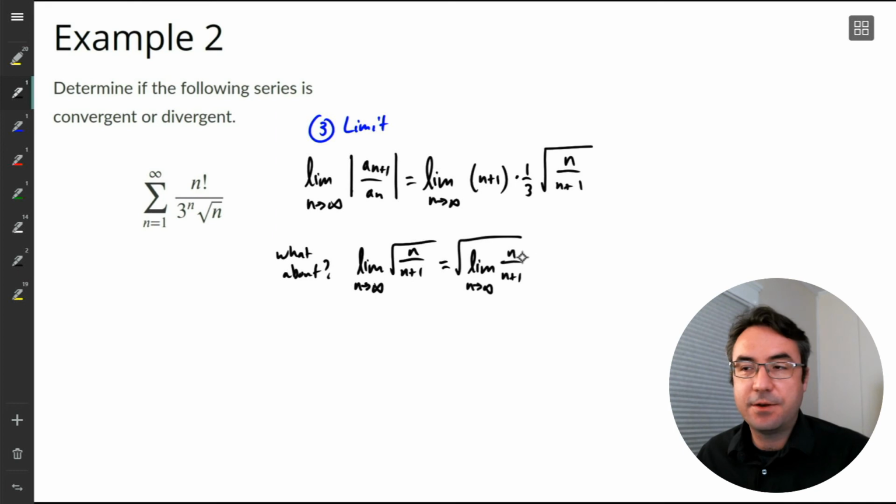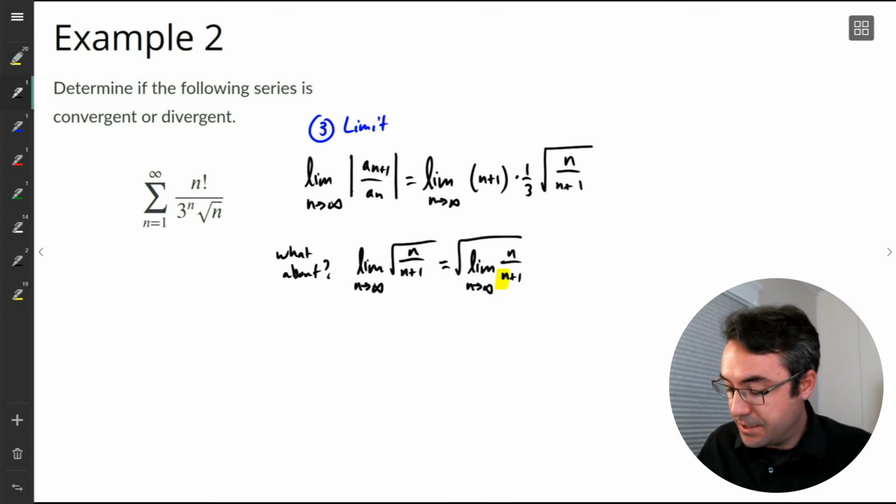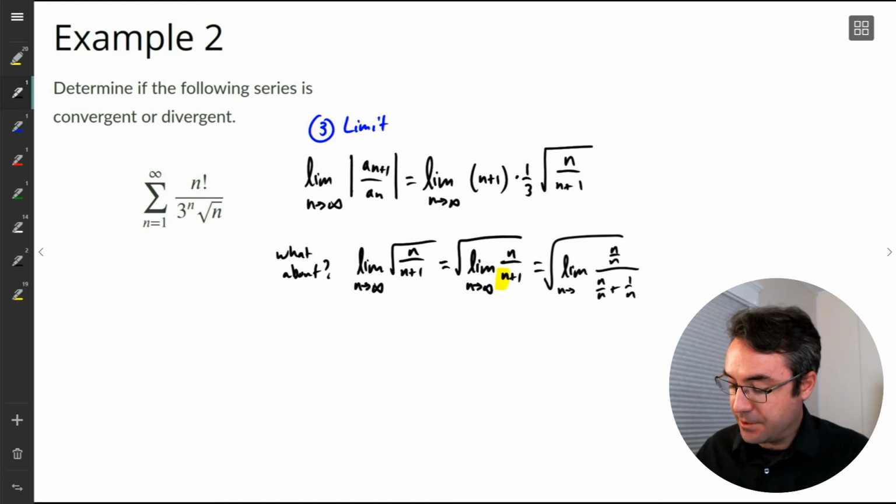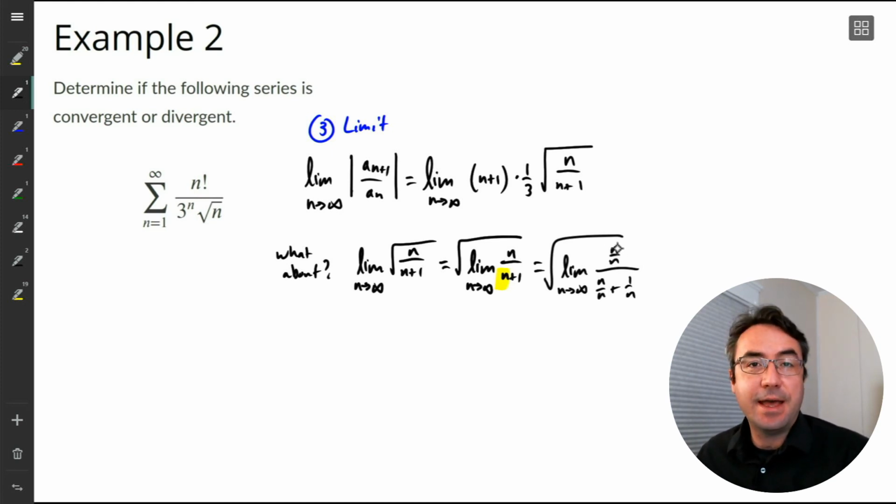Now we just use our standard technique when we have these rational expressions like this: dividing everything by the largest power of n that we see in the denominator. So in this case, the largest power of n is just n. So we're just going to divide everything that we have here by n. So we'll get n over n in the numerator, n over n in the denominator, plus 1 over n. And we're doing the limit as n goes to infinity. And now the n over n's just cancel.